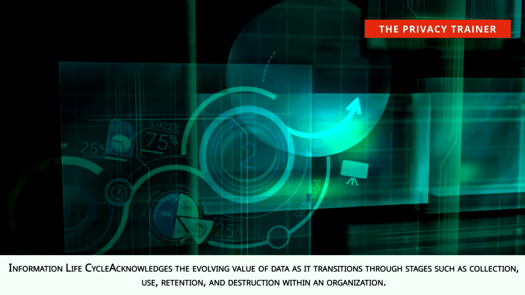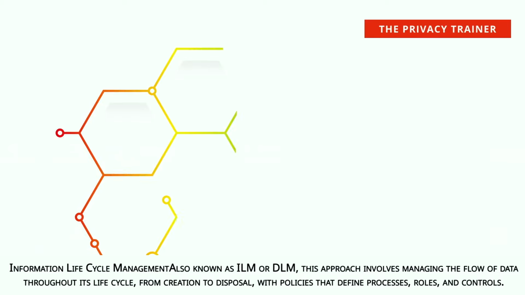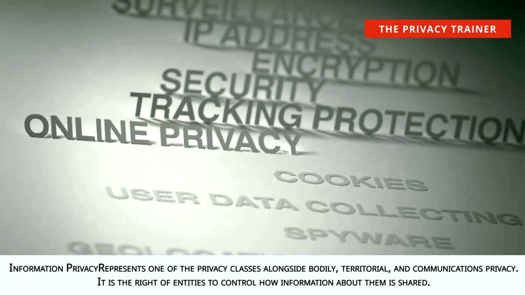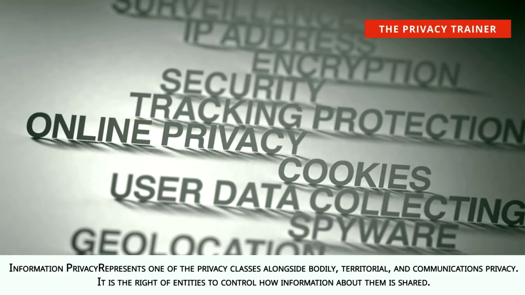Information lifecycle management, also known as ILM or DLM. This approach involves managing the flow of data throughout its life cycle, from creation to disposal, with policies that define processes, roles, and controls. Information privacy represents one of the privacy classes alongside bodily, territorial, and communications privacy. It is the right of entities to control how information about them is shared.